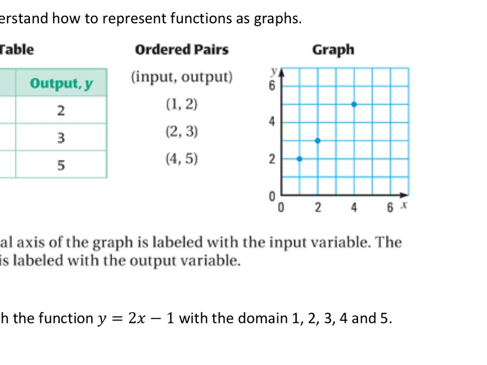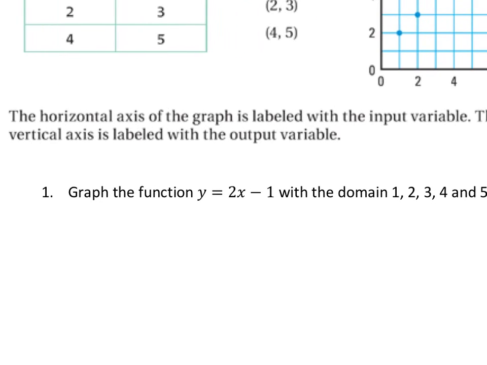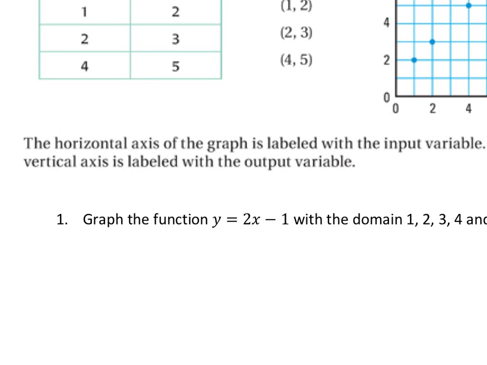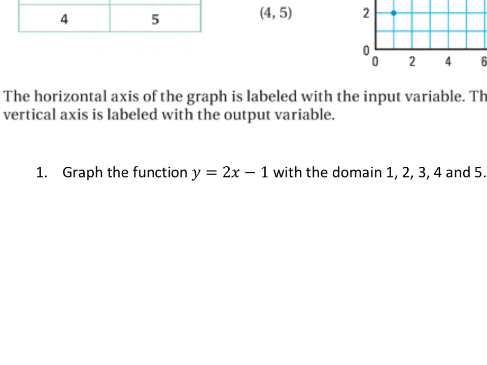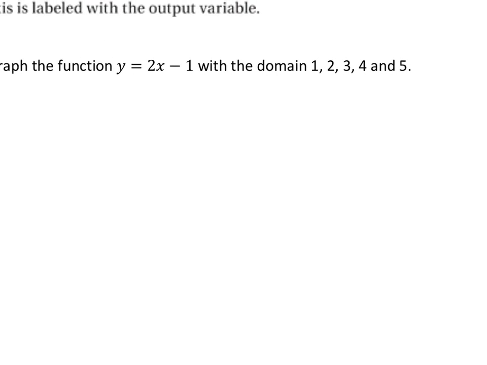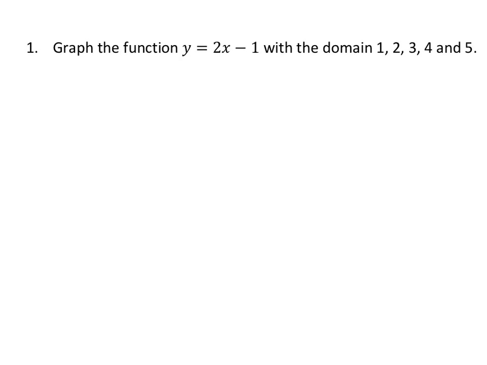Okay. So it says the horizontal axis of the graph is labeled as the input variable. The vertical axis is labeled as the output. So right here it says graph the function y equals 2x minus 1 with domain of 1, 2, 3, 4, 5. So what that means is you have to do this.